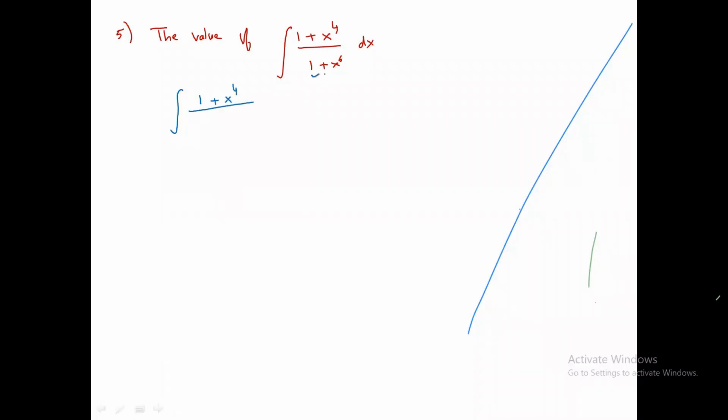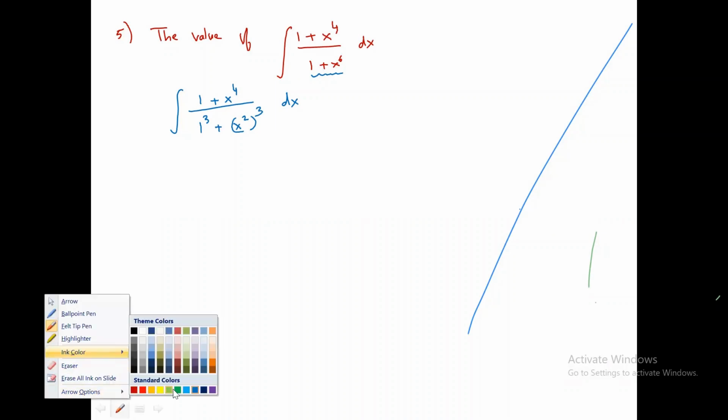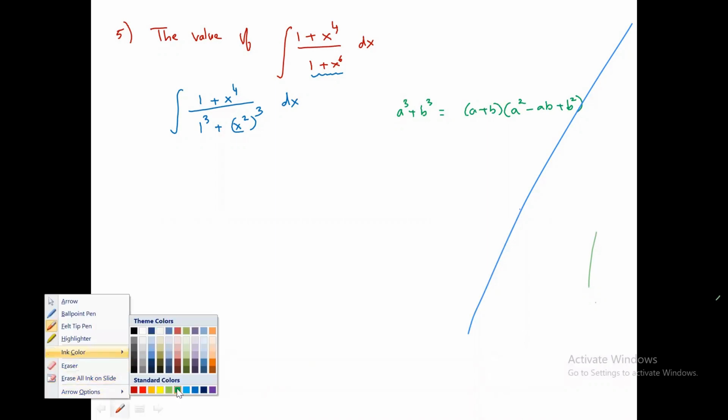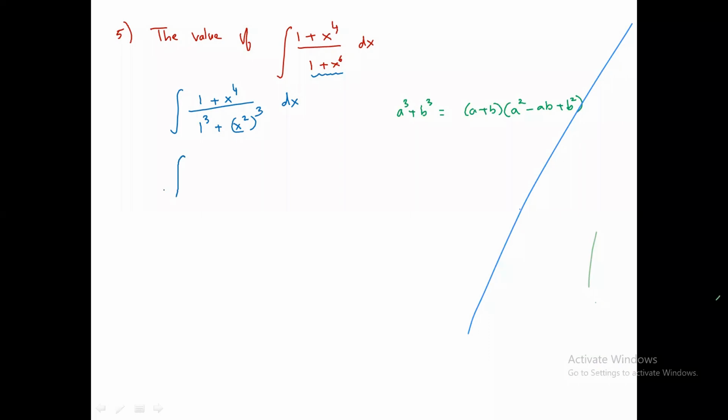For me, what I will do is write 1 plus x square whole cube. Now, why did I write like this? I have something in my mind that you will understand after a few steps. If I write like this, I can use a formula: a cube plus b cube, which is a plus b into a square minus ab plus b square. First, I will use this formula.